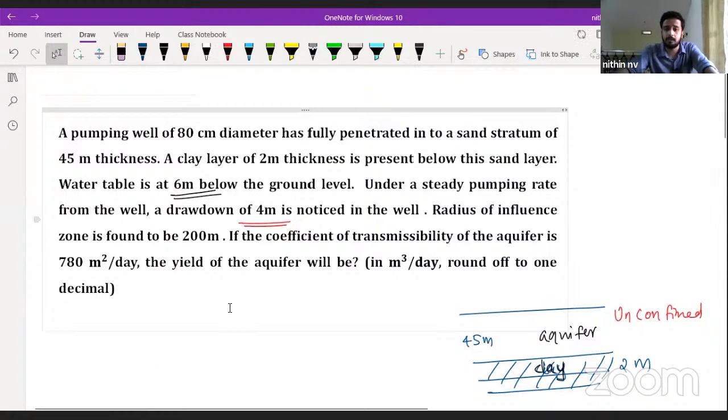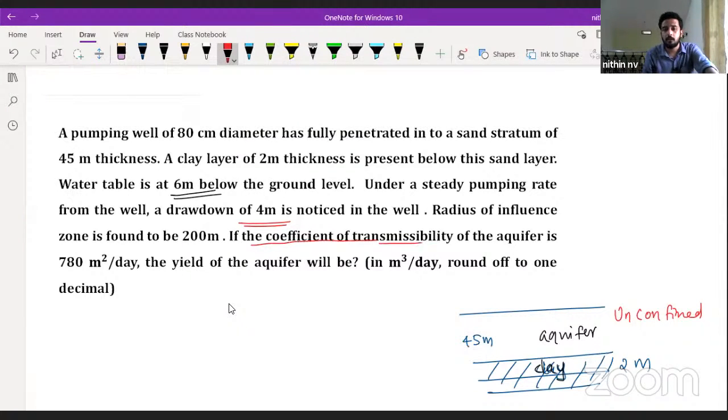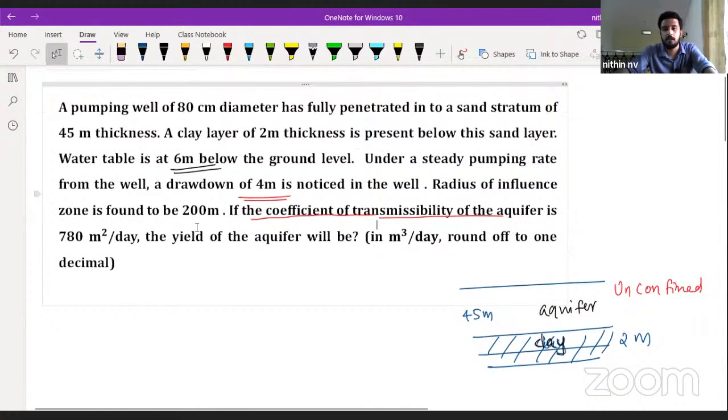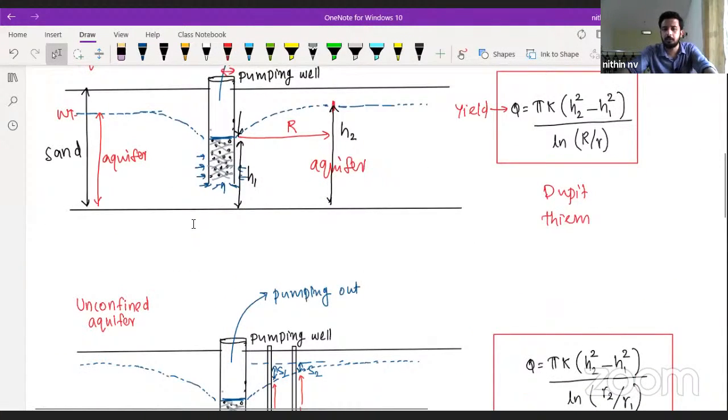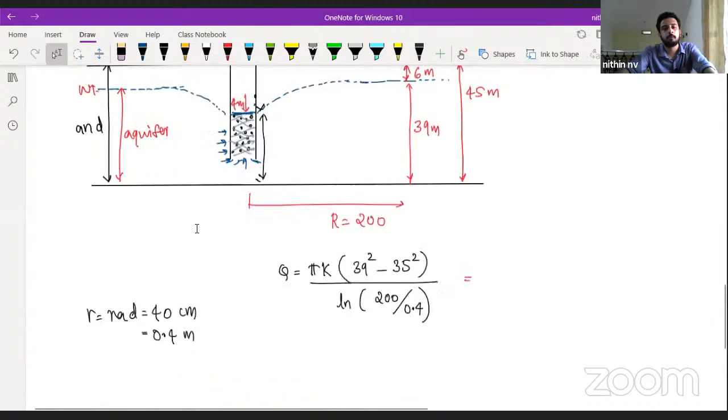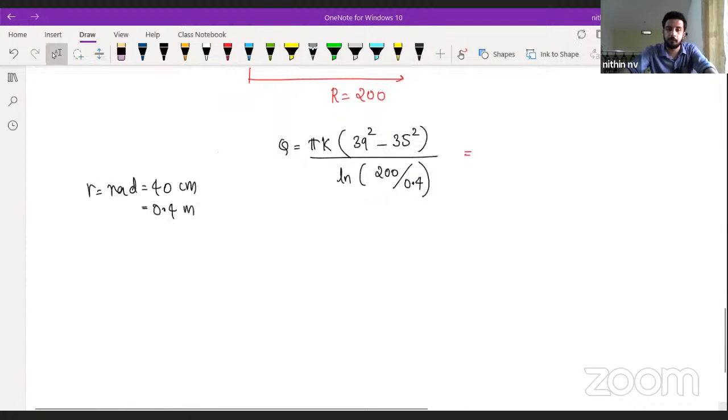K value is not given. Now, then what to do? Is the K value 780? No. They have given that the coefficient of transmissibility of the aquifer is 780. What do you mean by this coefficient of transmissibility? It is also called the coefficient of transmissivity.